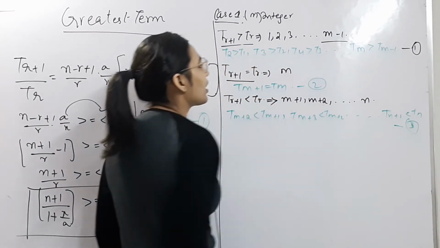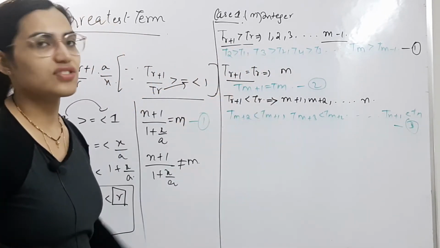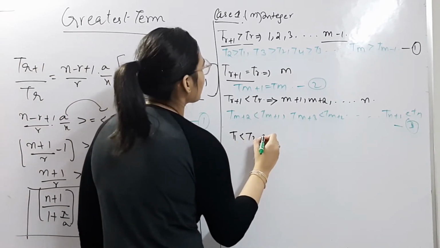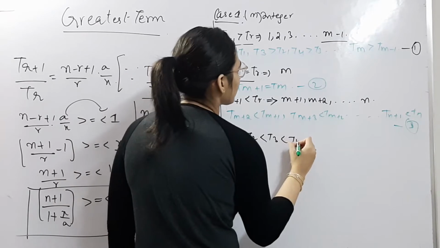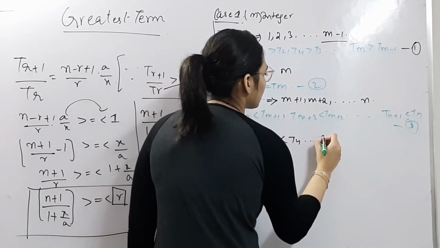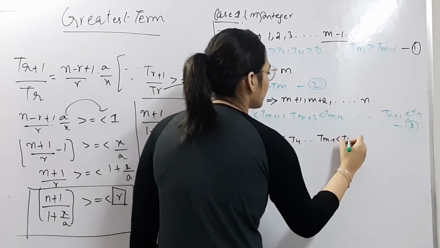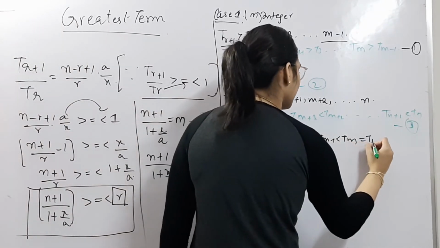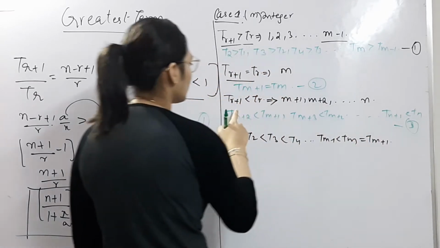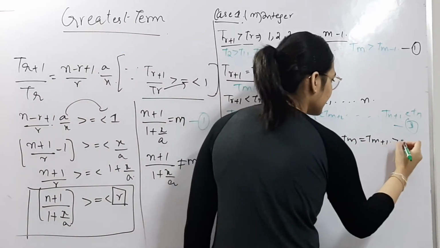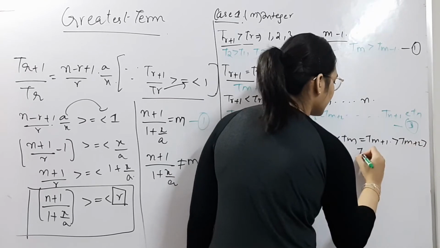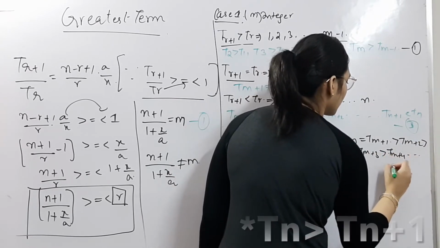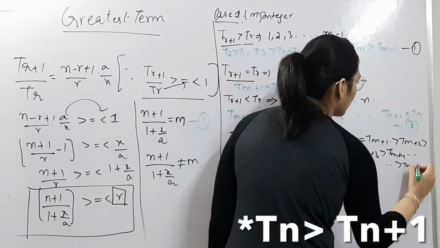So now try to equate these three values. What do we get here? We get T1 less than T2 less than T3 less than T4 and so on, T(m-1) less than Tm. Right? And we know from 2 that Tm is equal to T(m+1), and we know from 3 that T(m+1) is greater than T(m+2), greater than T(m+3), greater than T(m+4) and so on, greater than T(n+1), greater than Tn.